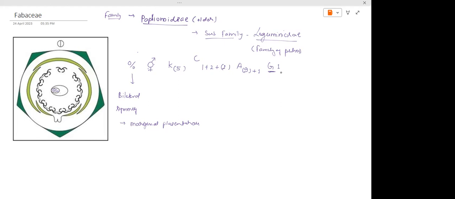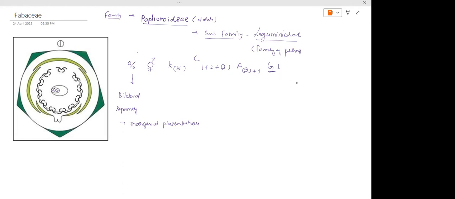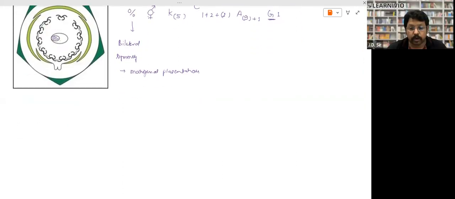Gynoecium 1 gamo, ovary superior. Clear? Now what you have to cram here, what you have to remember first: bisexual, zygomorphic, that you know. What you have to remember next is the economic importance.